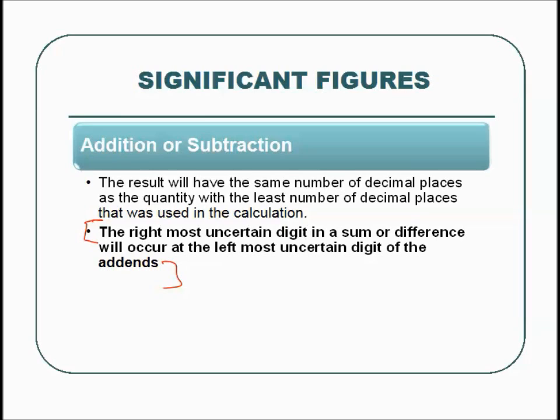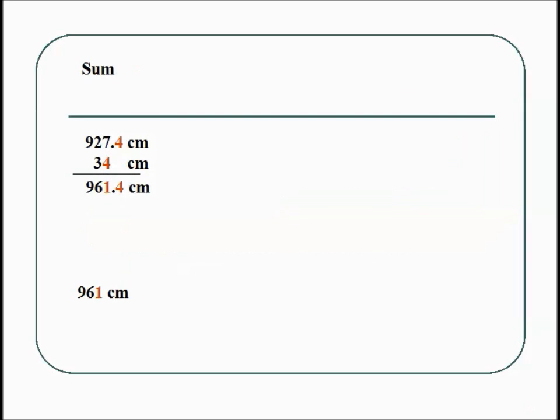I'll read it again. The rightmost uncertain digit of a sum or difference will occur at the leftmost uncertain digit of the add-ins. It's very simple, very straightforward. Look, here is, and I'll change colors here, I'm going to change to purple. Here is 9.27 or 927.4 and 34 centimeters.